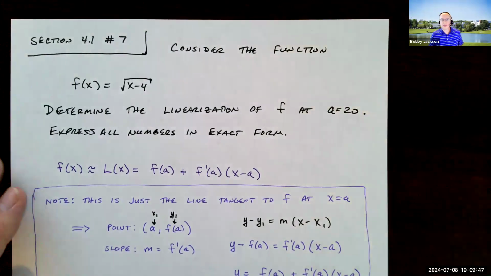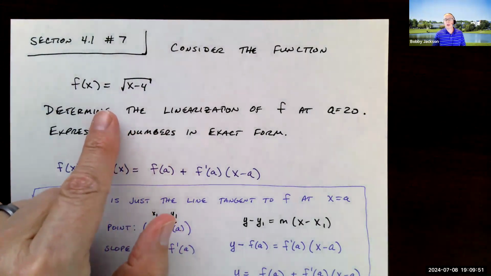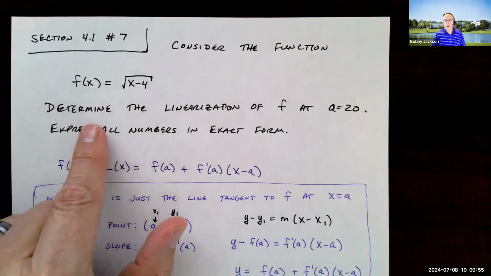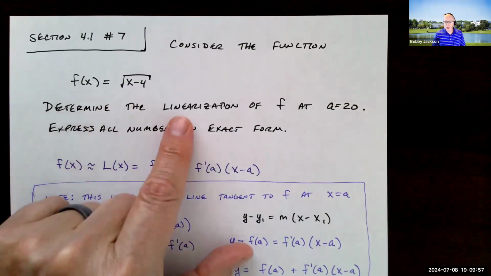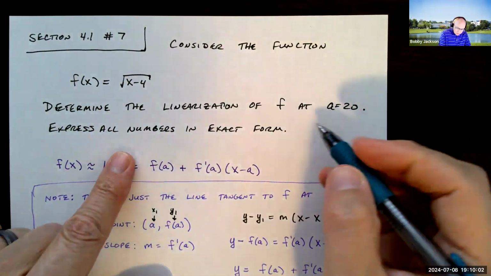Hey everyone, we're going to look at number 7 in section 4.1, and we're going to consider the function f of x is the square root of x minus 4. We're going to determine the linearization of the function f at a equal 20.